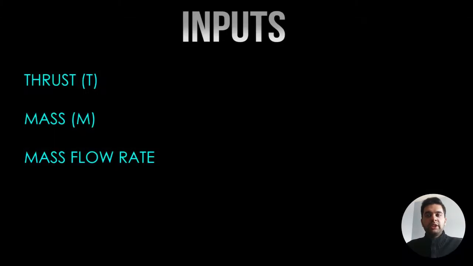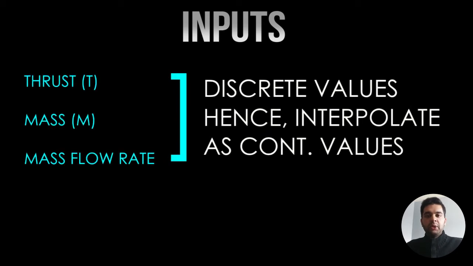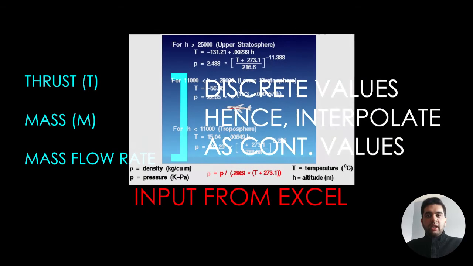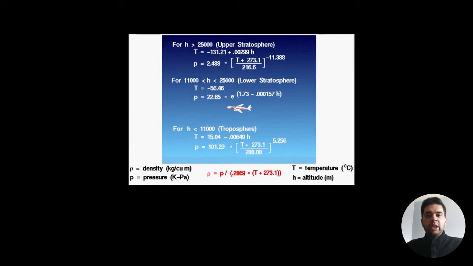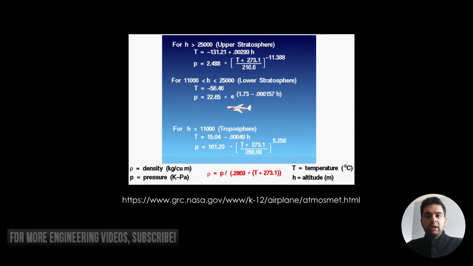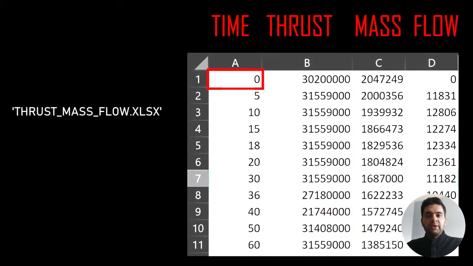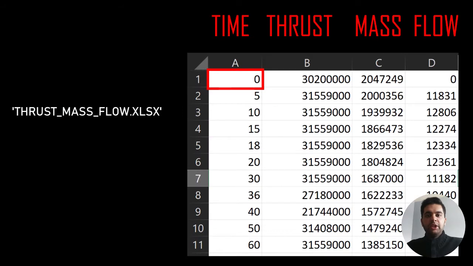Our inputs will be your force, your mass, and your mass flow rate. They'll be discrete values, so we need to interpolate them to make them continuous. They'll be imported from Excel, from a spreadsheet. The atmospheric properties are important here. We have temperature, pressure, and density changing as a function of time, and it can be obtained from the NASA Glenn Research Center website, which is linked below. Our input values will be shown over there. Make sure you have it set to A1 as your first value, and that's our file name used.